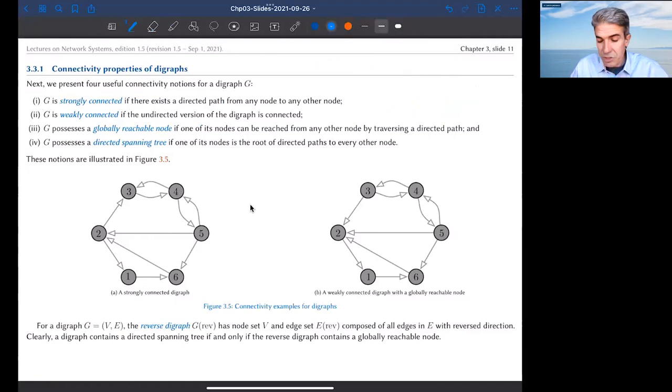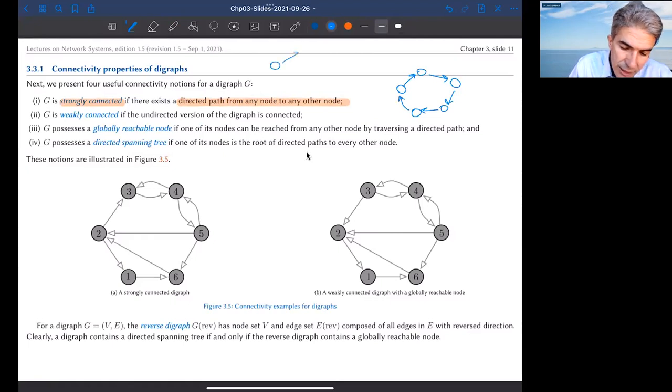Now we're playing with digraphs. It turns out that in digraphs, instead of there being just one notion of connectivity, here I'm presenting to you four, and believe me, there are even more. Four notions of connectivity instead of one. First notion: a directed graph G is strongly connected if there exists a directed path from any node to any other node. For example, that graph, which was the directed cycle of length 5, is strongly connected because from any node, you can follow a directed path and go to all other nodes.